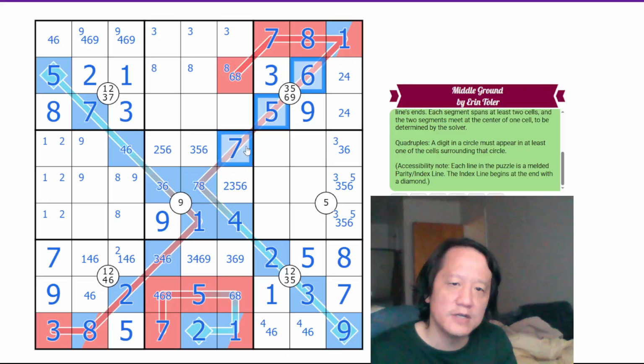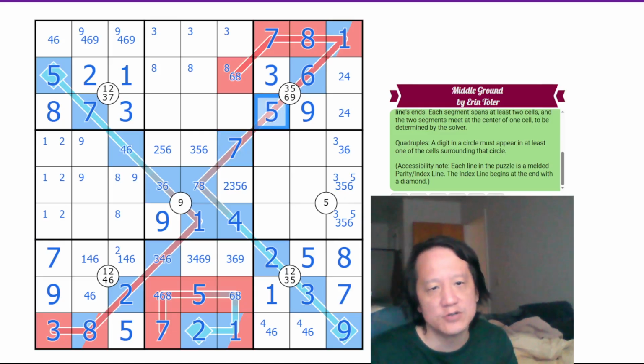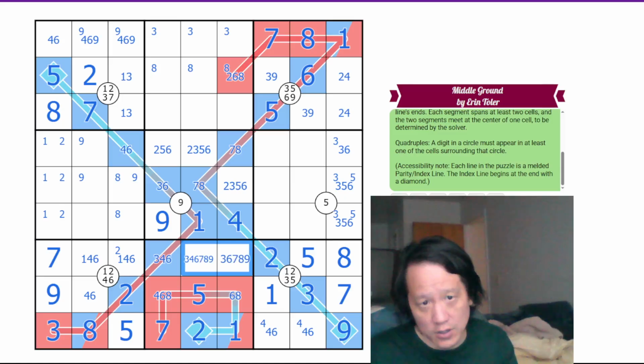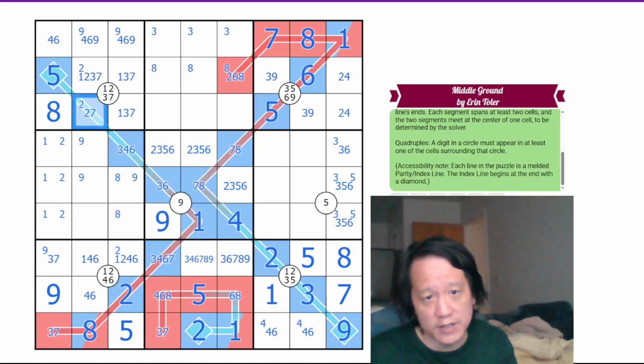But now this index line doesn't work, because we have 7 saying that's in the 6th position, which means that 6 has to be in the 7th position, and that's a contradiction. So that's how we find the contradiction.